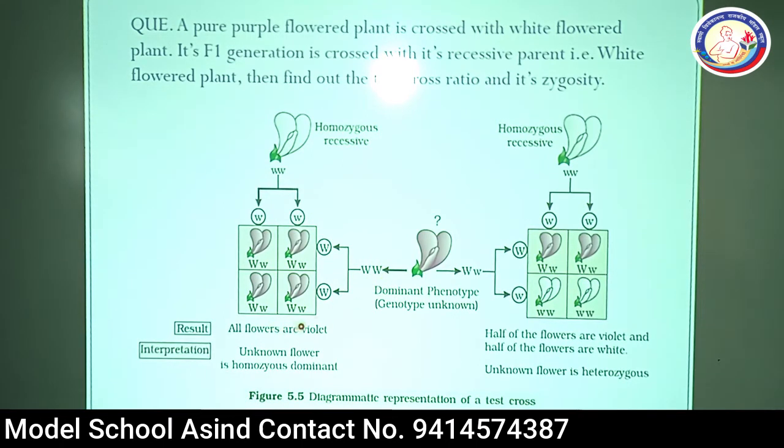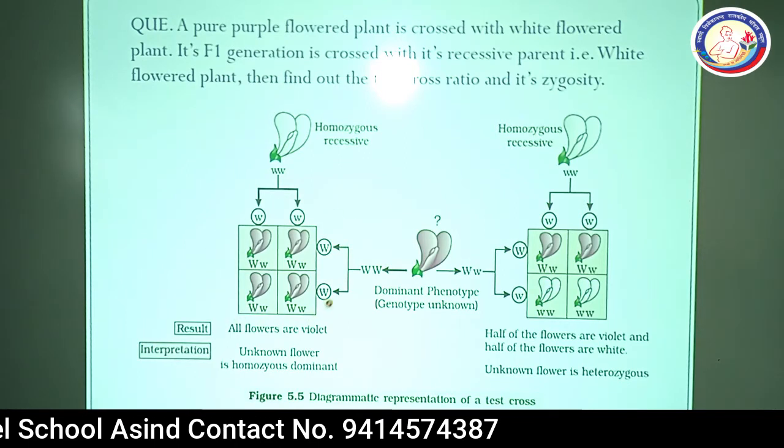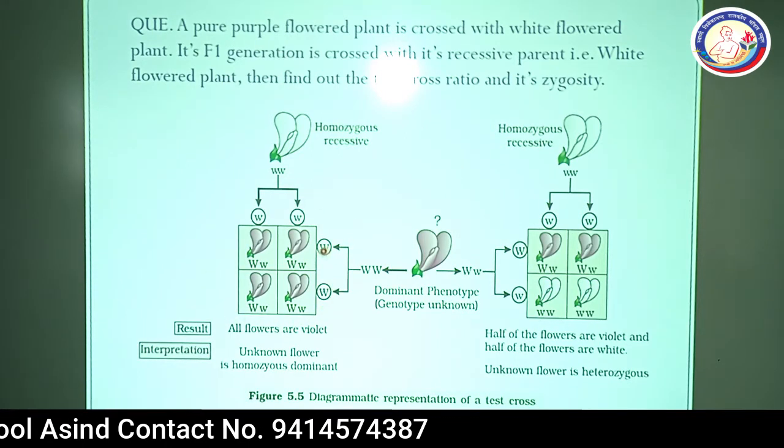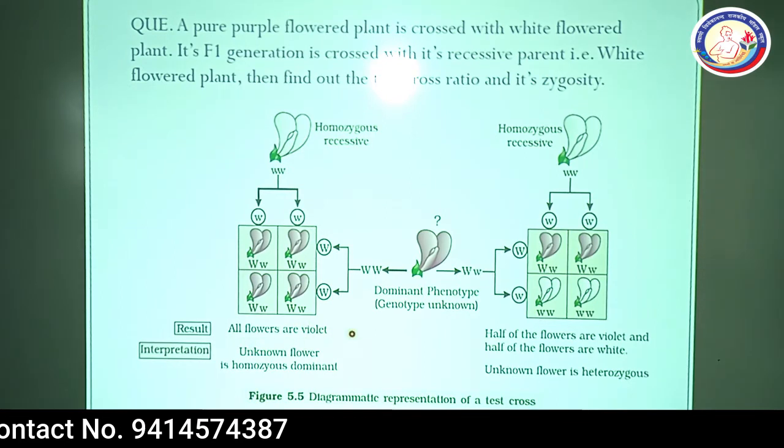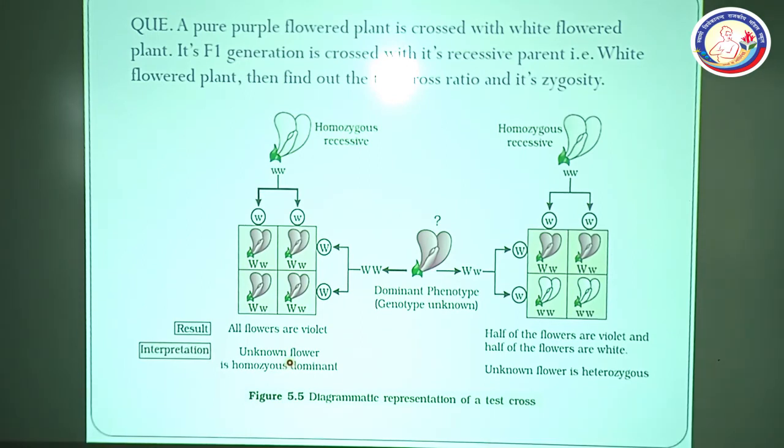Then what will you see? In the F1 generation, all flowers of the plants are purple in color. So result, all flowers are violet or purple. Interpretation, unknown flower is homozygous dominant. If dominant character is arised, then it will be the symbol of purity.